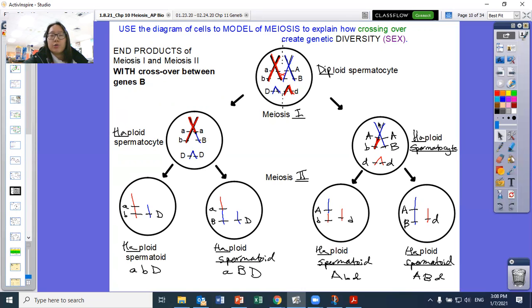On the right side, you will notice that the blue has swapped that chunk with the red, and therefore on the left side of this large blue chromosome, now we have a capital A and a lowercase b, which will bring in genetic variation. After you do meiosis 2, the resulting gametes have a capital A, lowercase b, lowercase d option, and a capital A, capital B, lowercase d option. If you look at all 4 of these, again, they're all different. So just swapping one gene through genetic recombination already creates 4 separate different gametes.